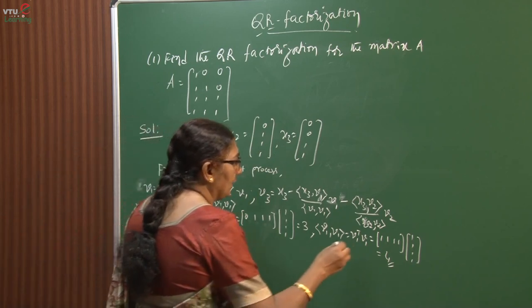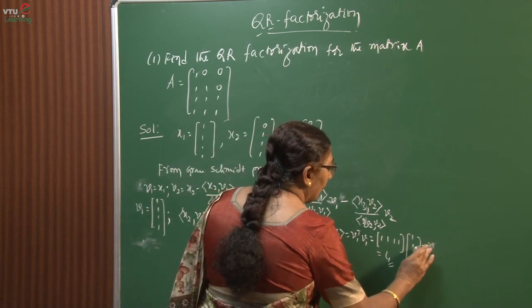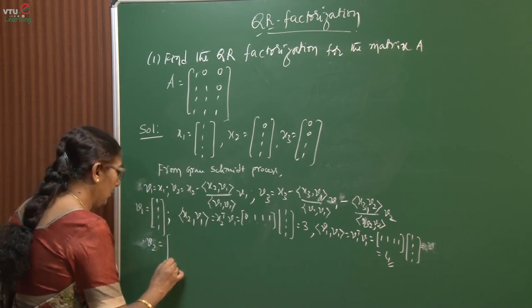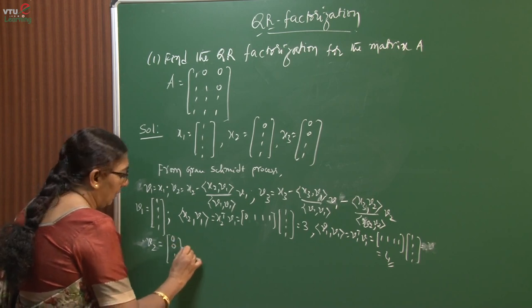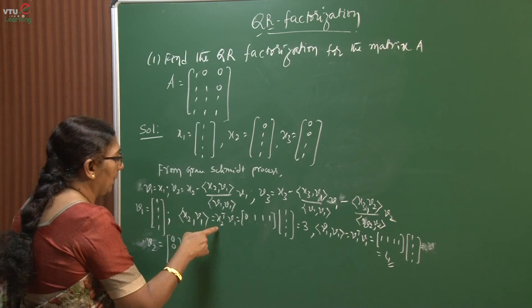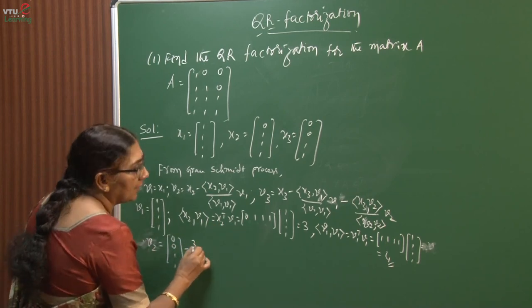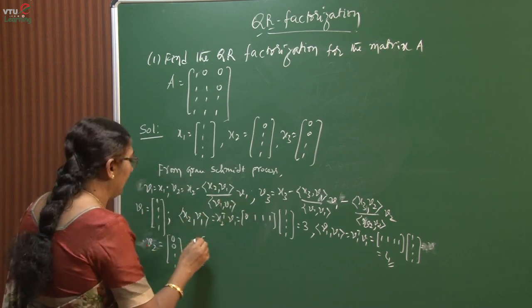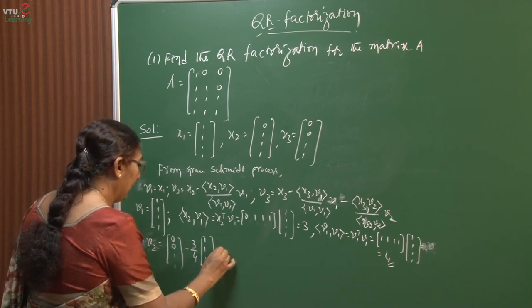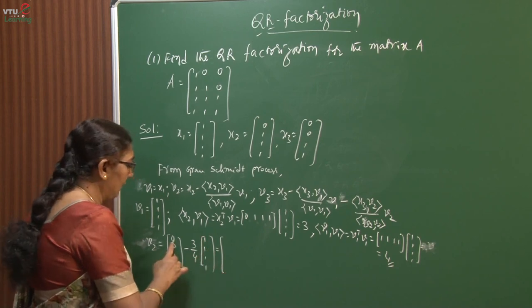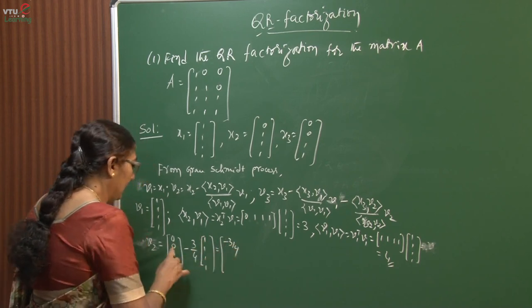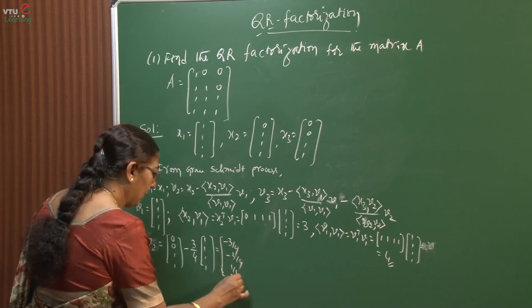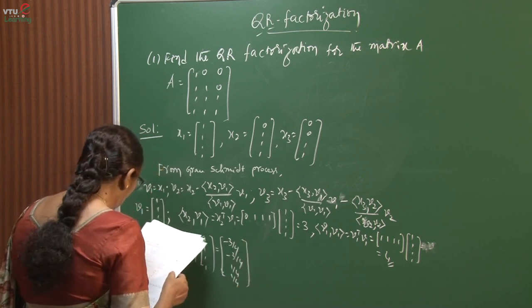From this, what is my V2? V2 is nothing but x2, which is 0, 1, 1, 1, minus the inner product of x2 comma V1, which is 3, divided by 4, into V1, which is 1, 1, 1, 1. Now take 3 by 4 inside. 0 minus 3 by 4 is minus 3 by 4. 1 minus 3 by 4 is 1 by 4. Again, 1 minus 3 by 4 is 1 by 4. This is the value for V2.